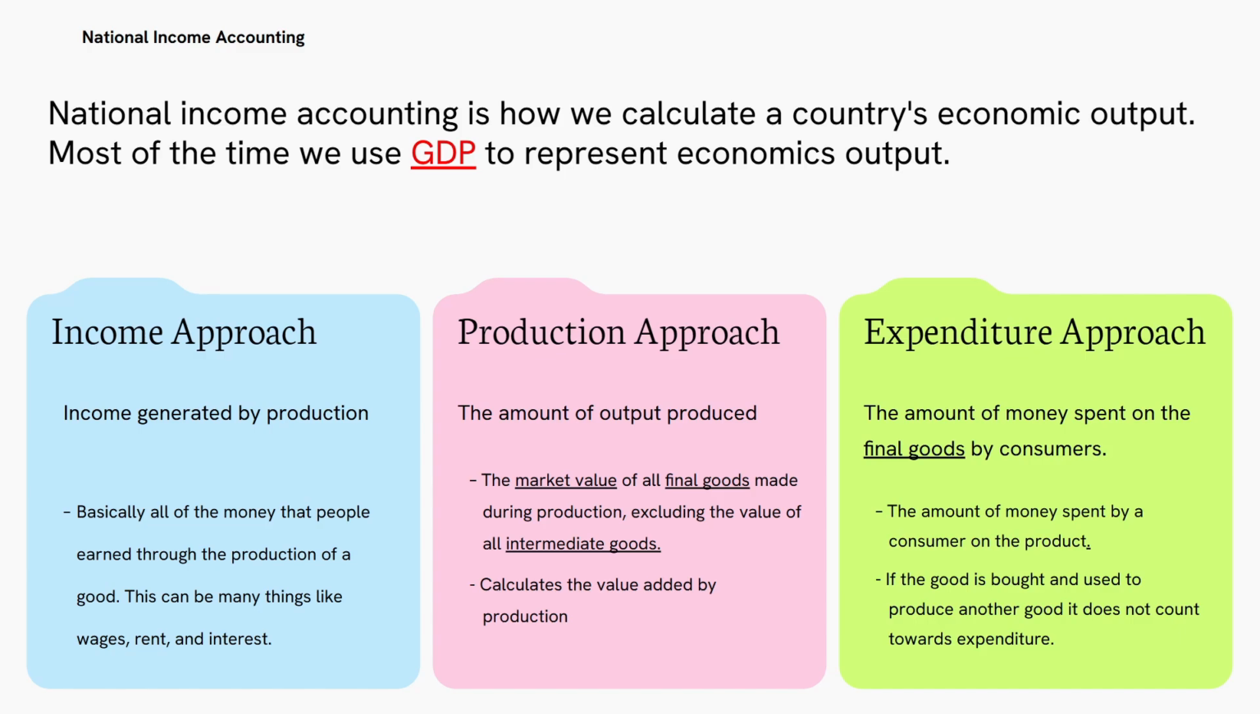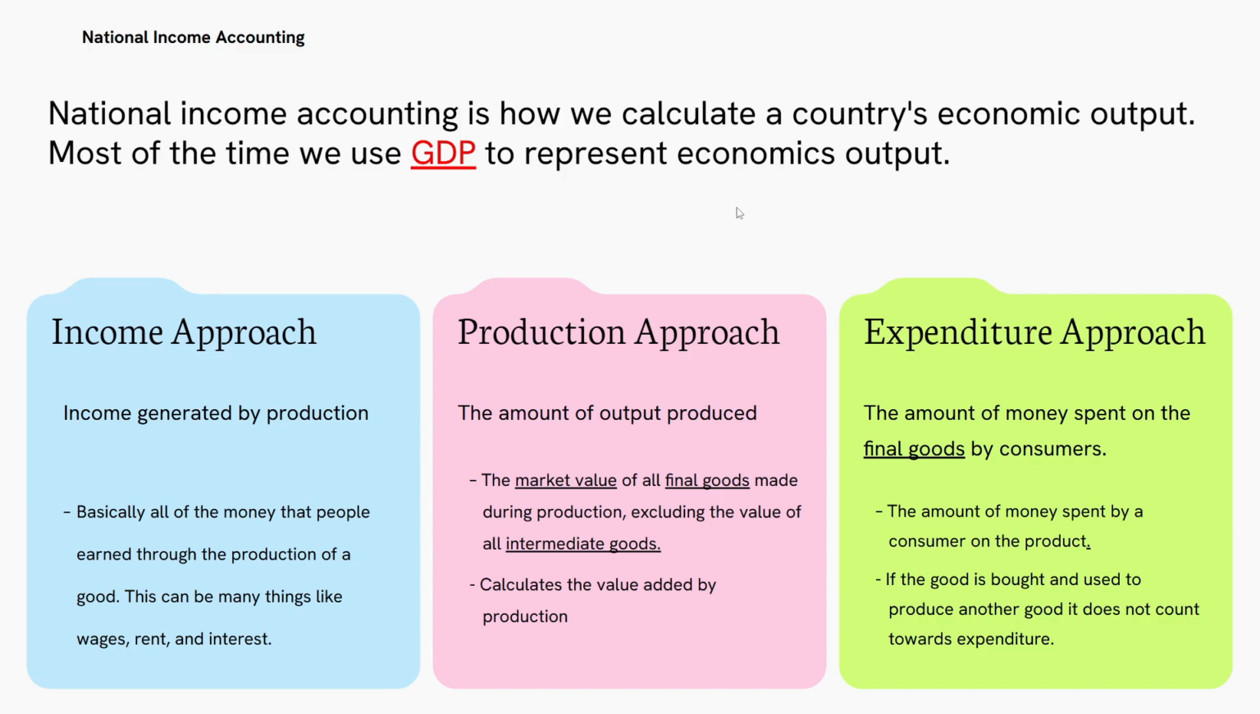There are three different ways to calculate the GDP from national income accounting. The first one is the income approach, and basically you find all of the money earned from the production of a good. This can be many things like wages, rent, and interest. If somebody's making money off of it, that means it's going to the income approach.